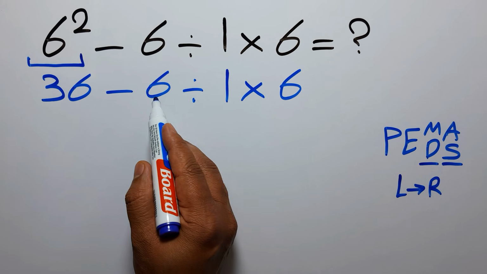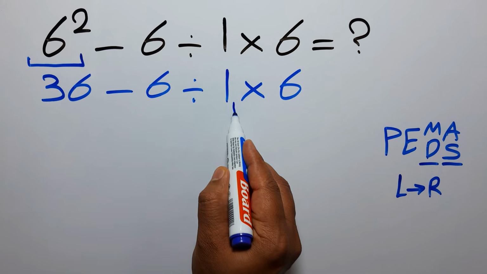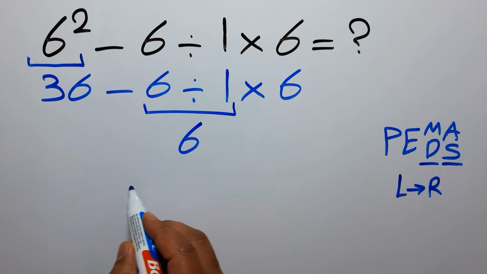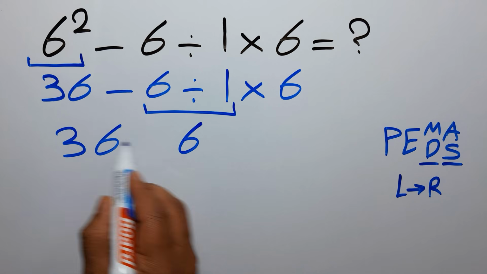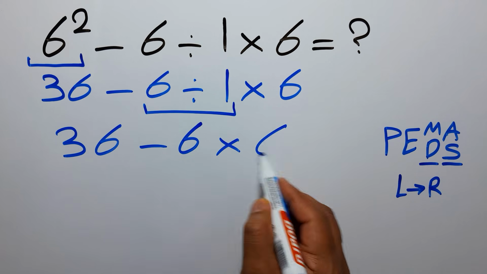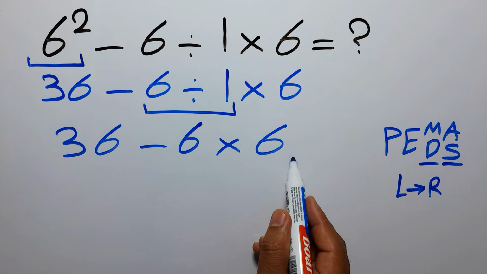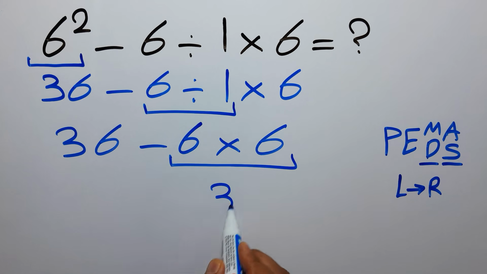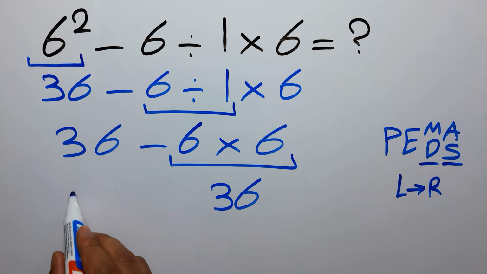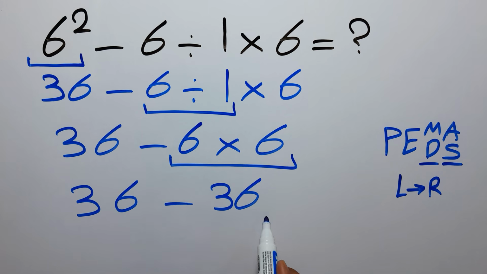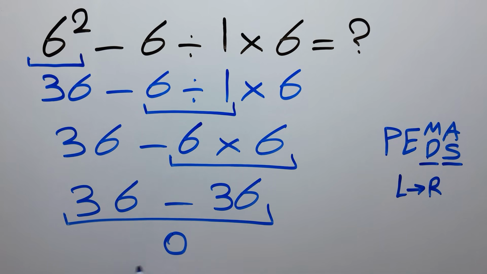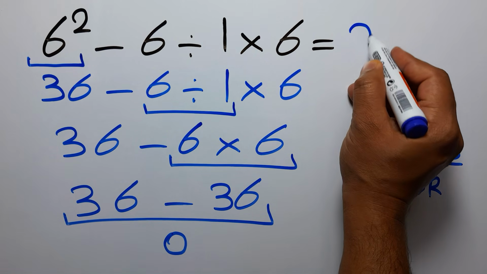Okay, so first 6 divided by 1 gives us 6. So we have 36 minus 6 then times 6. Now we have to do this multiplication. 6 times 6 equals 36. So we have 36 minus 36 which equals 0. And this is our final answer to this problem. The correct answer is 0.